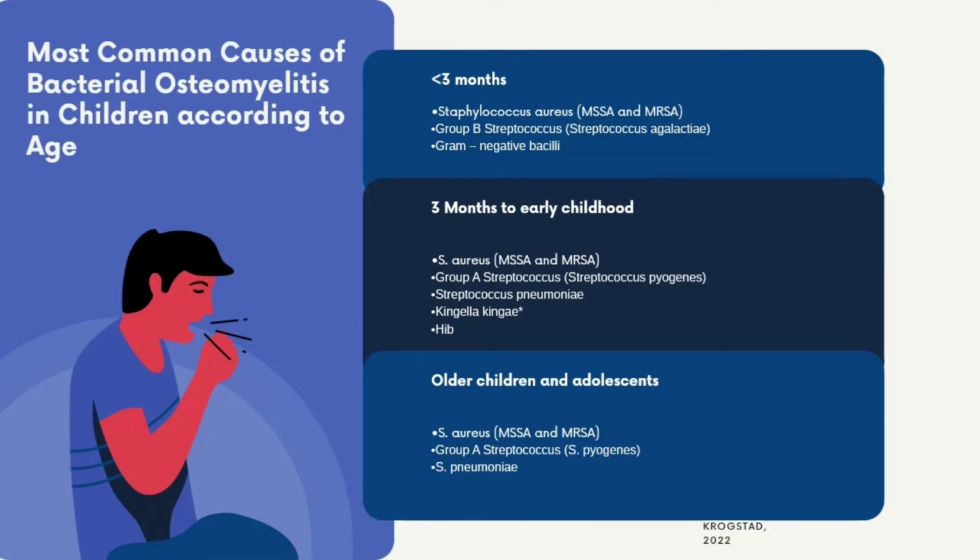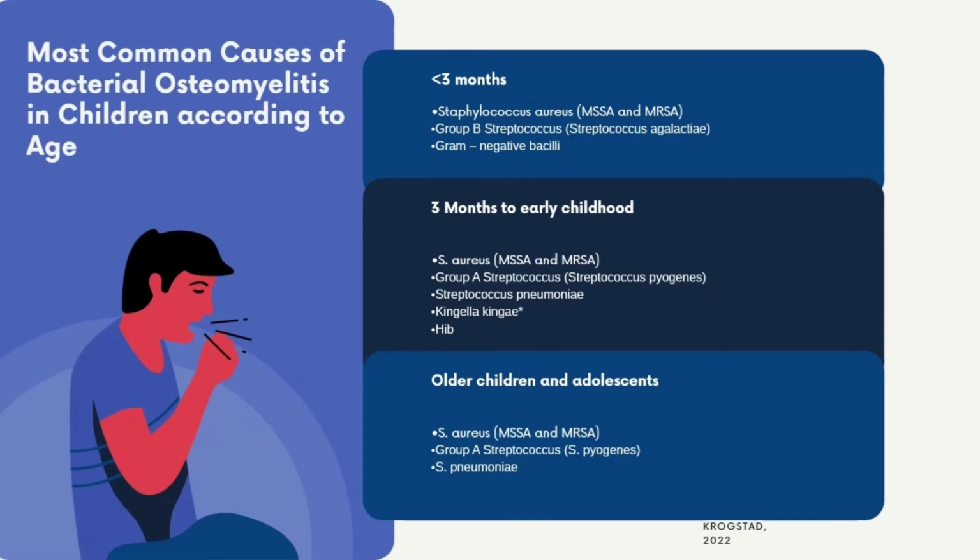In older children and adolescents, the most common causative agents are S. aureus, either MSSA and/or MRSA, Group A Streptococcus, most likely S. pyogenes, and S. pneumoniae. For those under the age of 36 months, and children who are incompletely immunized against Haemophilus influenzae type B, the most common causative agents are, for septic arthritis, MRSA and HIB itself.